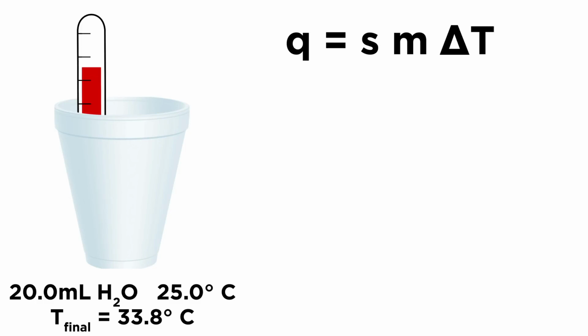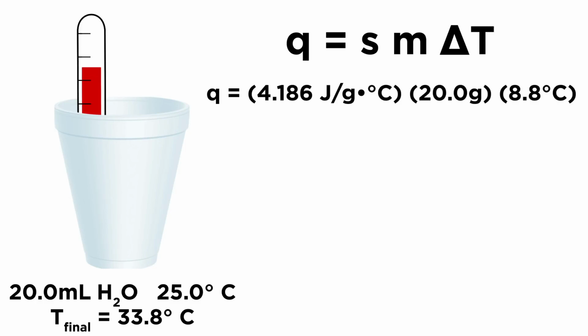We use the specific heat equation and plug in the data for the water. The temperature change is what you recorded. The mass of water in grams is equal to the number of milliliters of water, and the specific heat of water is a known value. This allows us to calculate the heat absorbed by the water.